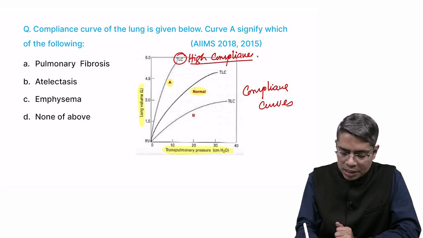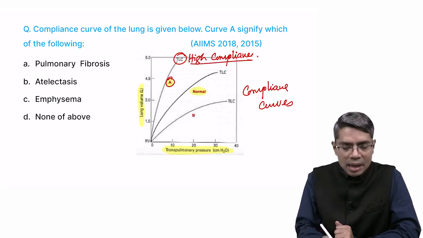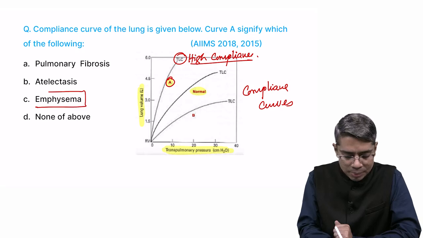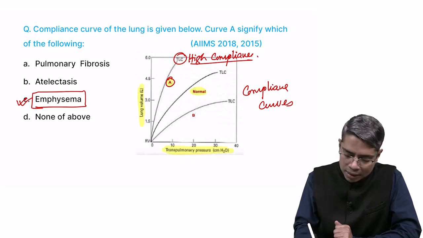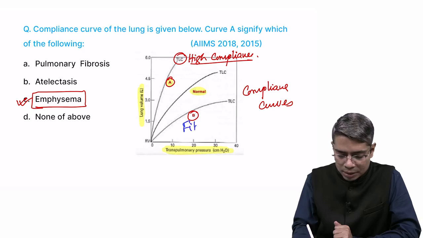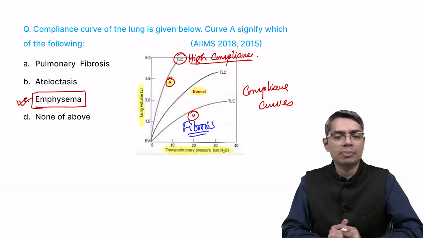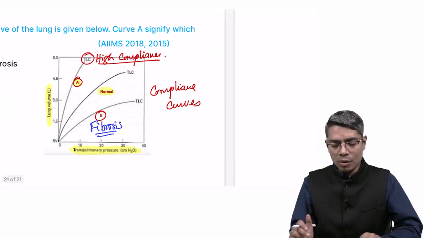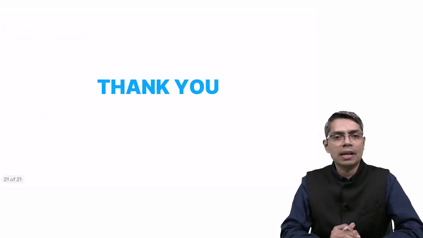So this question has been given that what is A? So A means high compliance. Among all of these examples, emphysema has the higher compliance, so A, C is going to be my answer. And curve B, that is a low compliance, so this is typically of the fibrosis of the lung. This is typically of the fibrosis of the lung or lung atelectasis can be from this given option. So this is all about your compliance. Thank you so much.